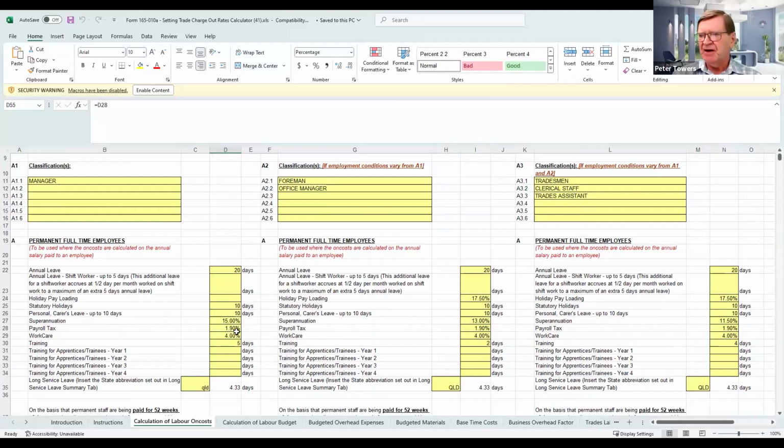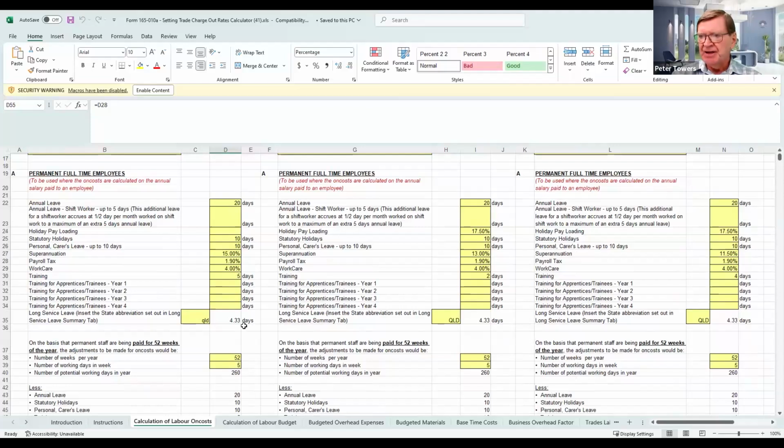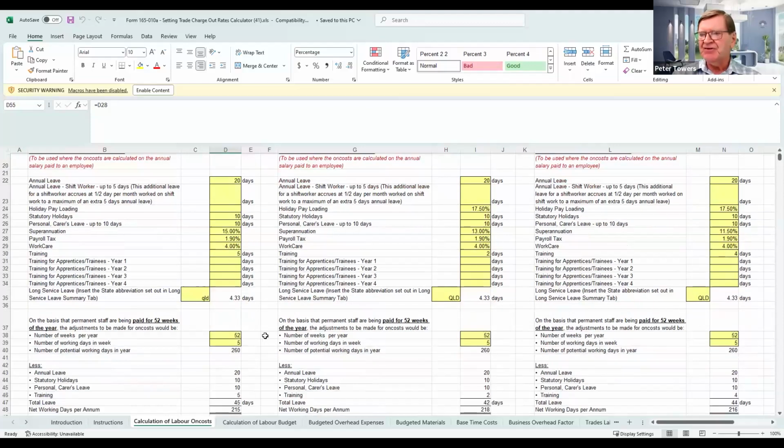The payroll tax we've calculated because there's a component of no payroll tax applied on the payroll, so it ended up about 1.9% for everyone. Work care, we've used a 4% rate. And then we've inserted training. So for the manager or professional development, 5 days, the foreman and office managers, 2 days, the general tradesmen and clerical staff, trades assistants, 4 days. We're in Queensland, we're saying, so the long service leave works out at 4.33 days, as it does for a number of the other states.